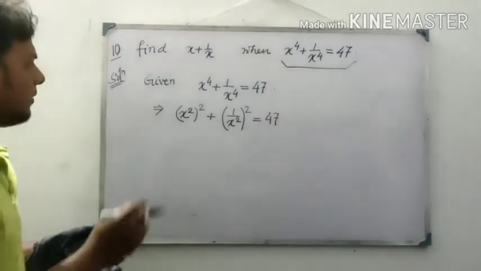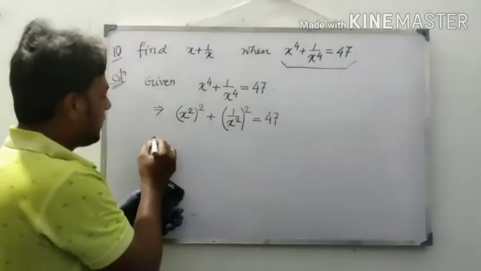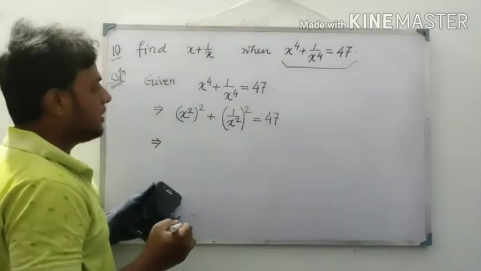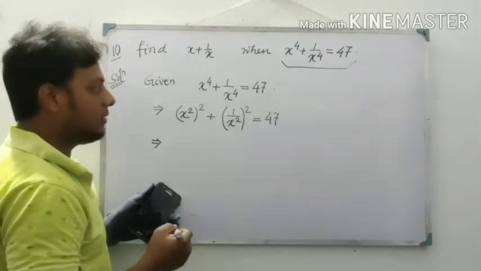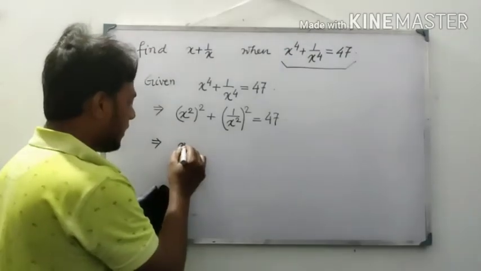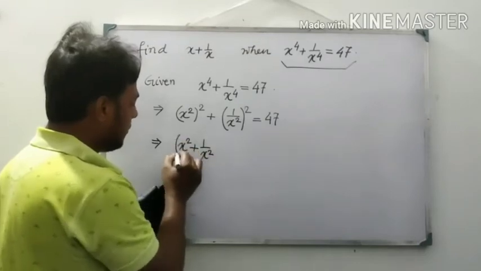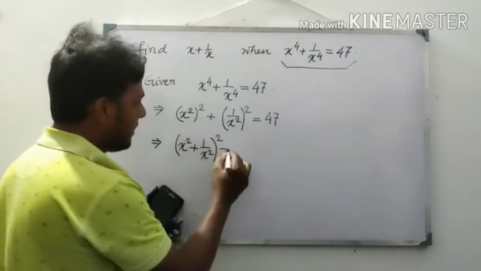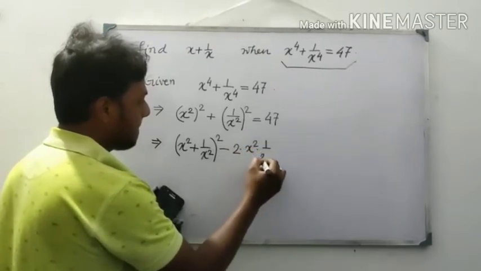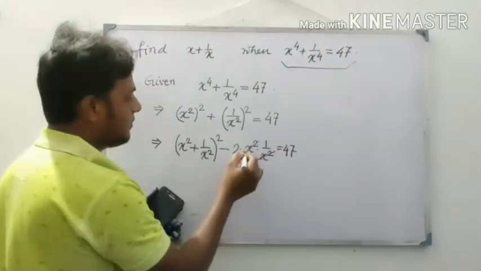Okay, now we will use a square plus b square, and for a square plus b square there are two properties. One is a plus b whole square minus 2ab. You have to memorize it. So a square plus b square equals a plus b whole square minus 2ab, equals 47. Here these two terms cancel out.